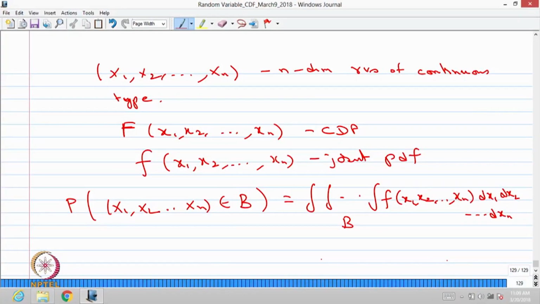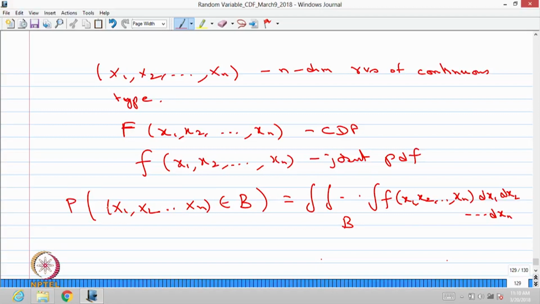If each random variable is of the continuous type, then you have a CDF. Similarly, you have a joint probability density function, and you can always find the probability that the n-dimensional random variable takes values in the Borel set, where a Borel set is from Rn. That is nothing but n-dimensional integration over capital B of the joint probability density function with respect to all the variables.